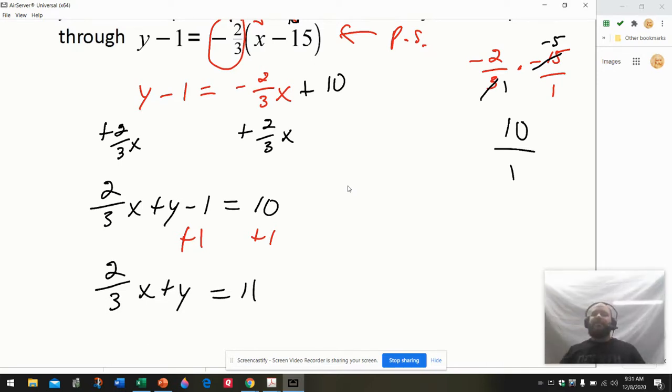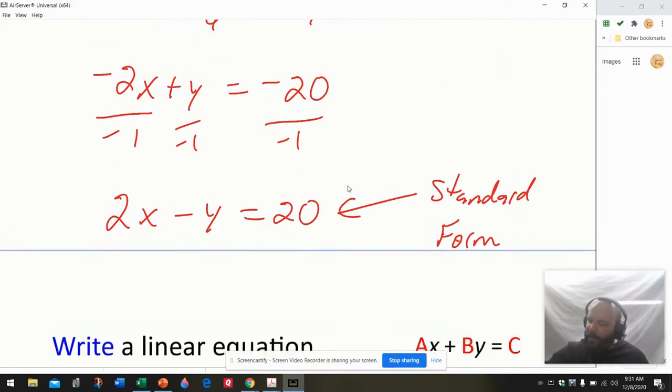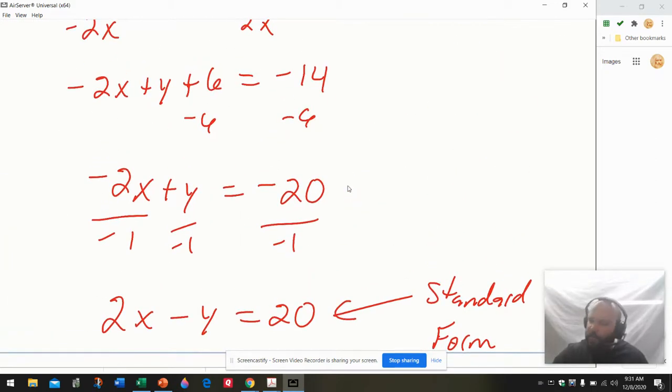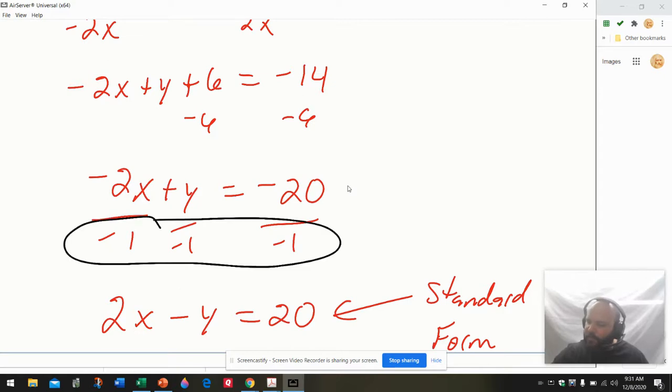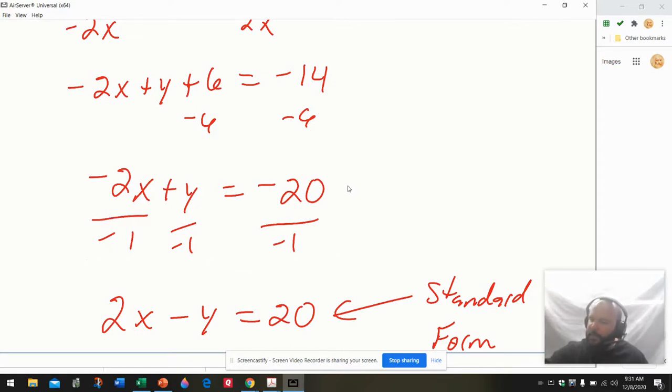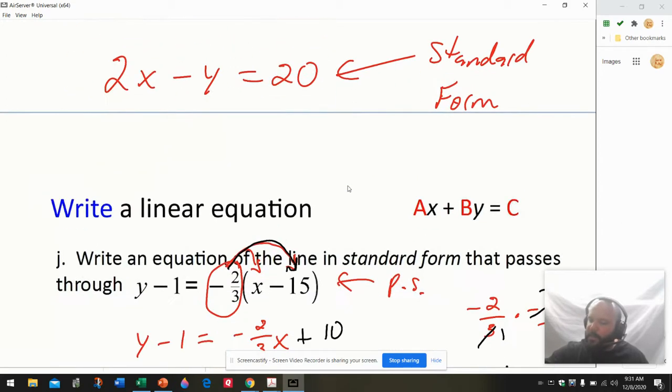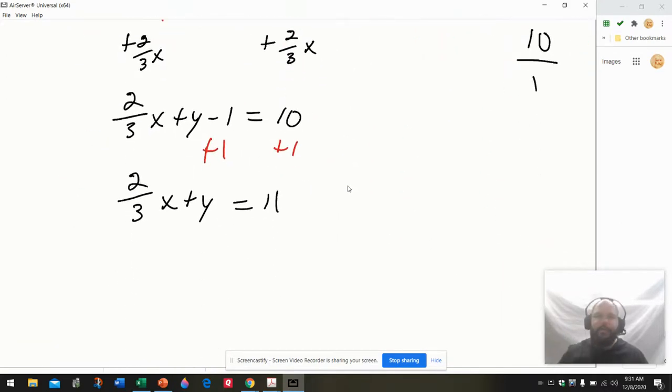Now, here's the other thing that you need to remember about proper standard form. Not only can the lead coefficient not be negative, like we had in the previous problem, where I had to divide all the stuff by negative 1 because this 2 was negative. It has to be a positive number. In proper standard form, you are also not allowed to have fractions in the equation. So we need to get rid of that 2/3.